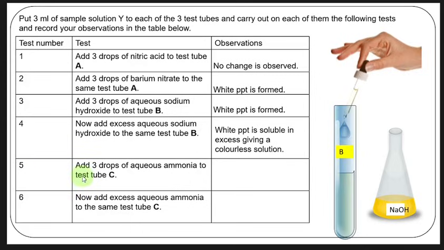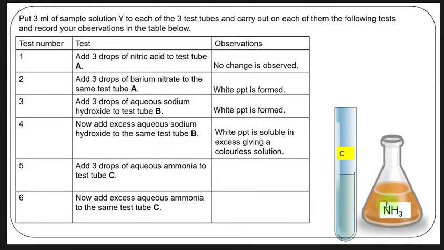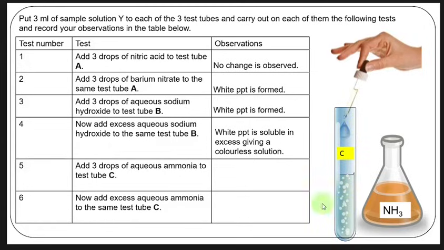Test number 5 says add 3 drops of aqueous ammonia to test tube C. So we get test tube C here and bring it here. Then to test tube C, we add the aqueous ammonia. How many drops? 3. So observe how it is appearing. You add 3 drops. What have we seen? White precipitate. So you record white precipitate is formed.